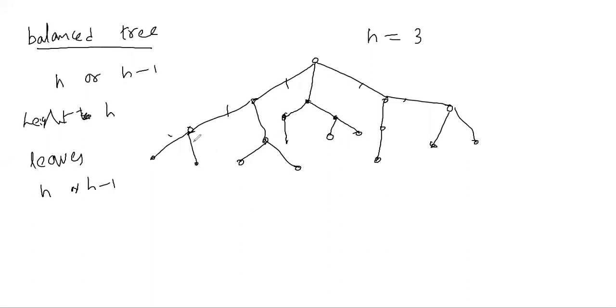So when you come to this one, see these two leaves, 1 2 3. Leaves are at the height 3 only. After the height 3 only, leaves will be there. Leaves means no children, the vertices which have no children.